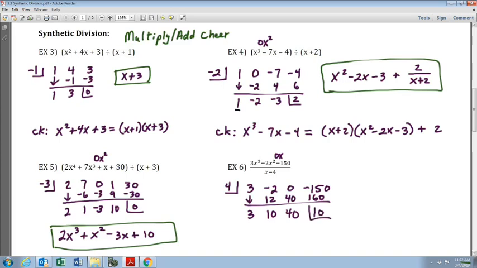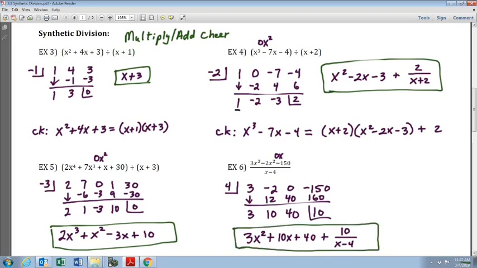And so here, let's see, we have a cubic function. And so this is going to be 3x squared plus 10x plus 40 plus our remainder over our divisor, x minus 4.